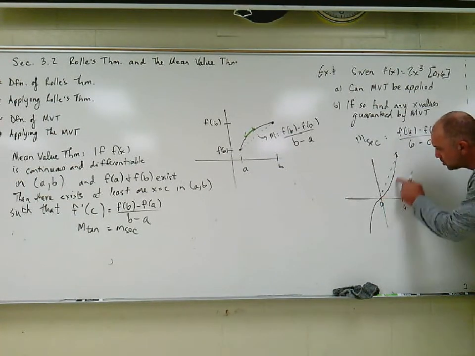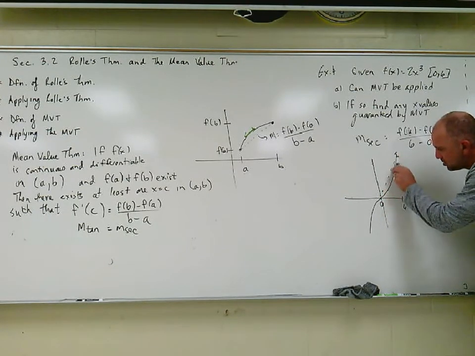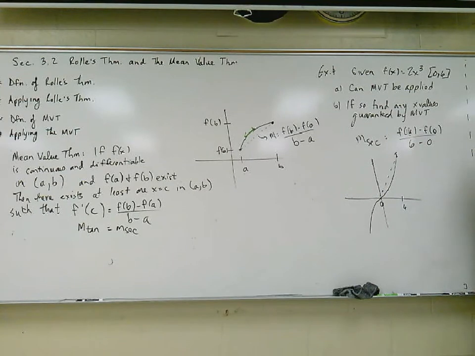So along this curve, here's the slope of the secant line. How many places do you think the tangent line is going to be equal to that? How many are guaranteed? At least how many? But it is exactly 1. It's only going to be 1 spot. Okay? All right.